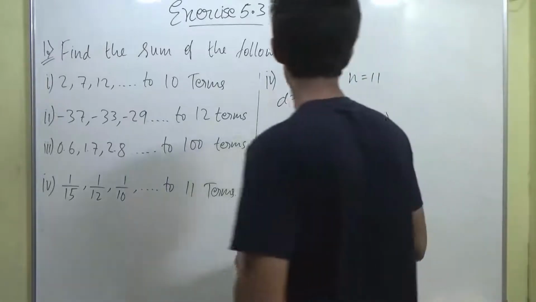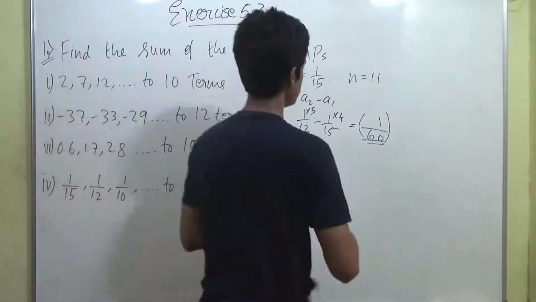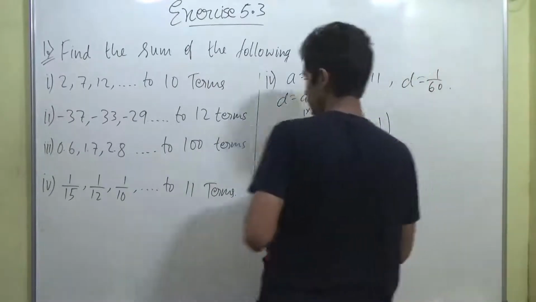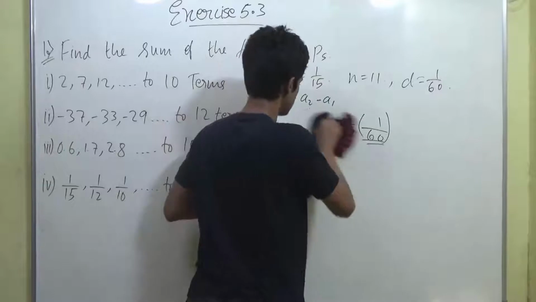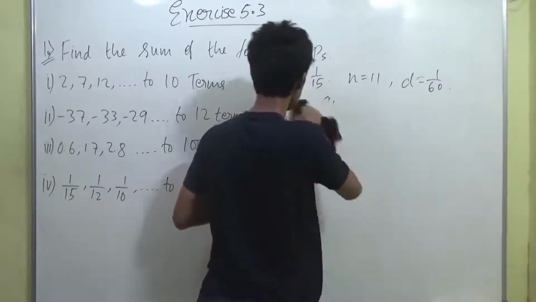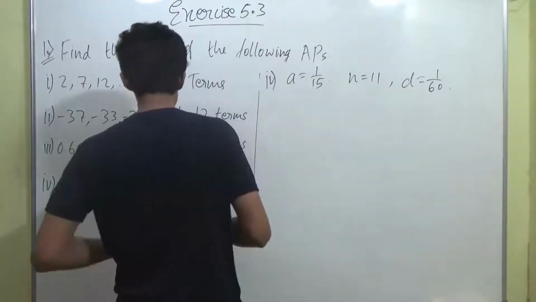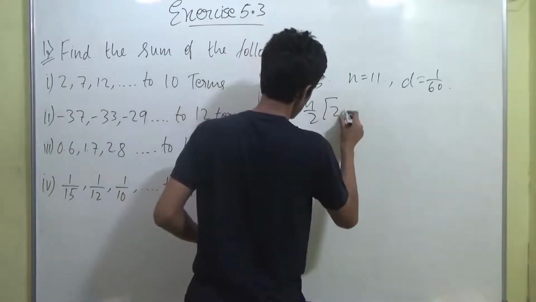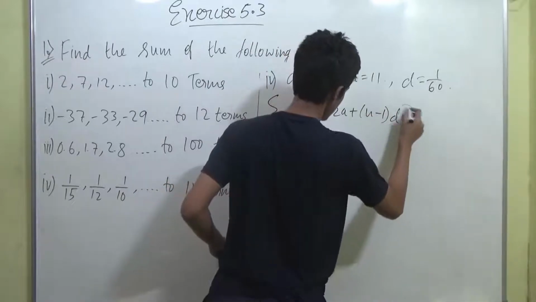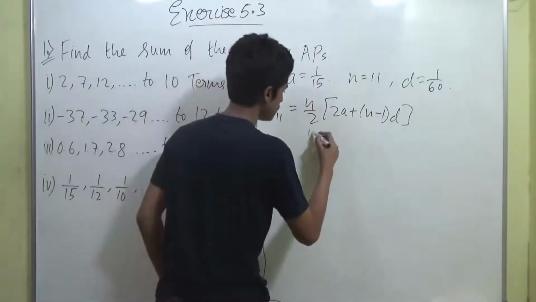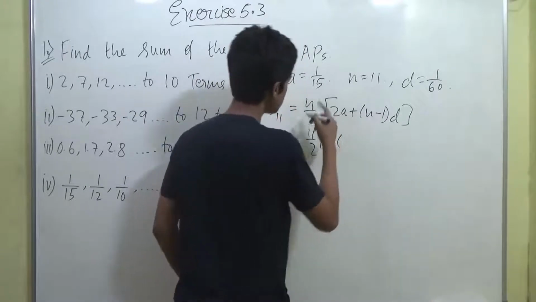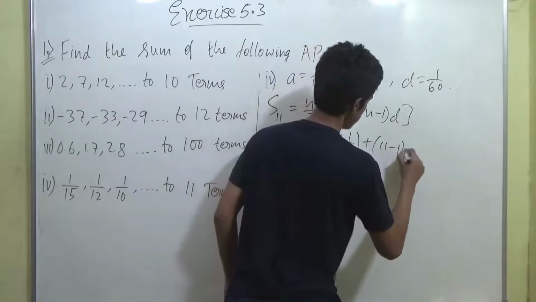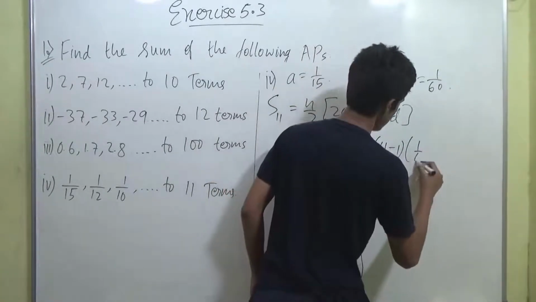Now let's apply the formula guys. Let me rub this part and write D here itself, so that I'll be able to make some space. D is 1 by 60. So guys, sum of 11 terms equals n by 2, 2a plus n minus 1 into d. So here n is equal to 11, so it's 11 by 2 into 2 into a, which is 1 by 15, right? Plus n minus 1, that is 11 minus 1, into d. D is 1 by 60.